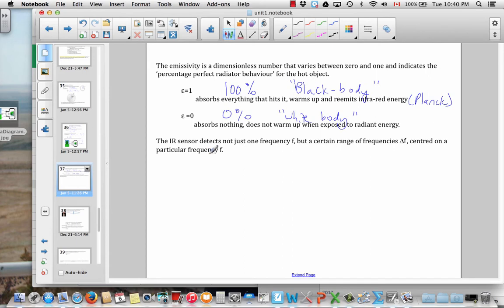Now, another important thing about our camera is that the photocells don't absorb only one frequency. They're actually sensitive to a small range of frequencies, sort of centered on a certain frequency. There's f plus or minus a little bit on both sides. And this whole range there, we'll just say, is an amount delta f.